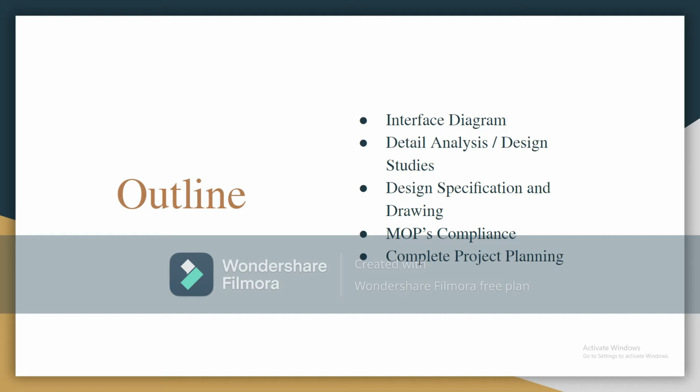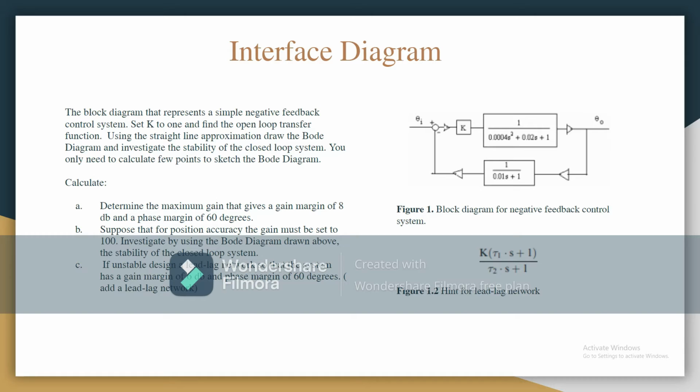for future phases. Starting with the interface diagram, we have a block diagram that represents a simple negative feedback control system. To find the open loop transfer function, we have to set k to 1 and then use a straight-line approximation to draw a Bode diagram and investigate the stability of the closed-loop system. We only need to calculate a few points to sketch the Bode diagram.